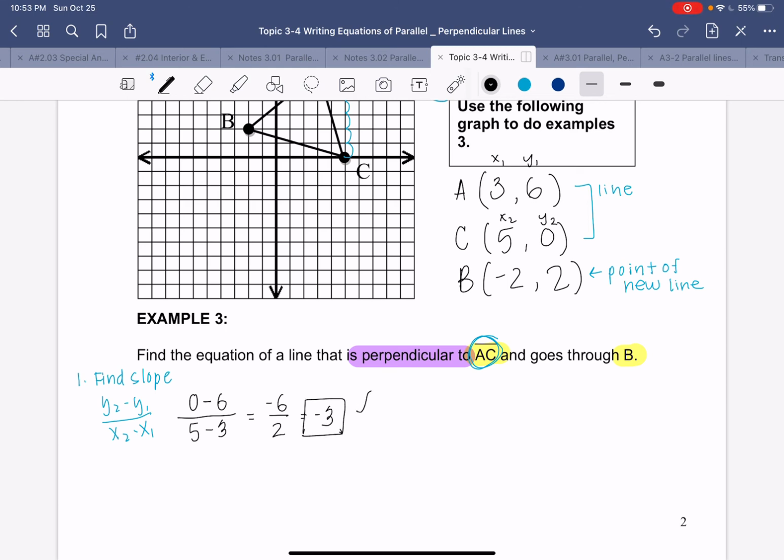If we want something perpendicular, which it says in the question, we have to flip it. We have to be like Missy Elliott and flip it and reverse it. So instead of -3/1, it's going to change to +1/3. And this is the slope we're going to use.